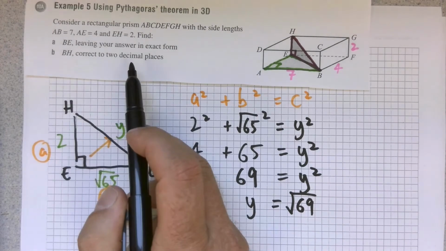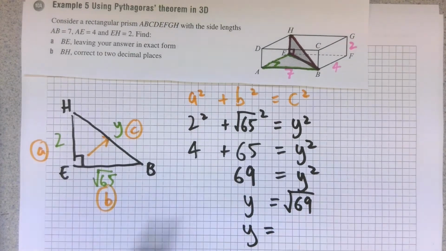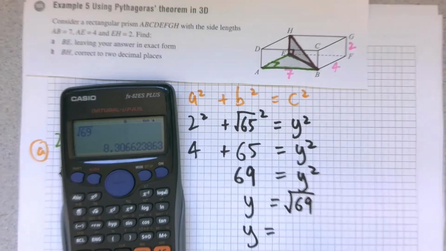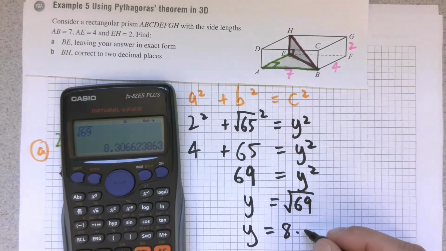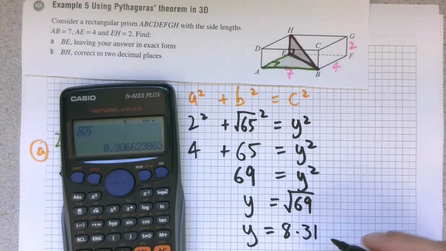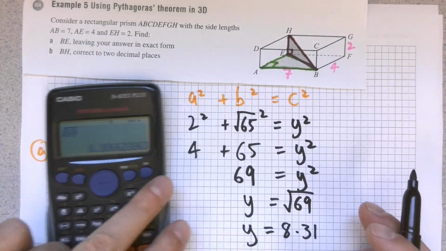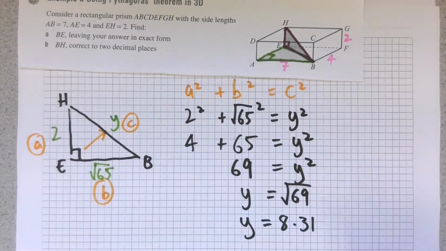In this case, it's asking for correct to 2 decimal places. So y is equal to the square root of 69, which is 8.30. I'm going to change that 0 to a 1 because I'm rounding up, correct to 2 decimal places. It doesn't give us units, so no centimeters or meters. We're just talking about 8.31 units at this stage.